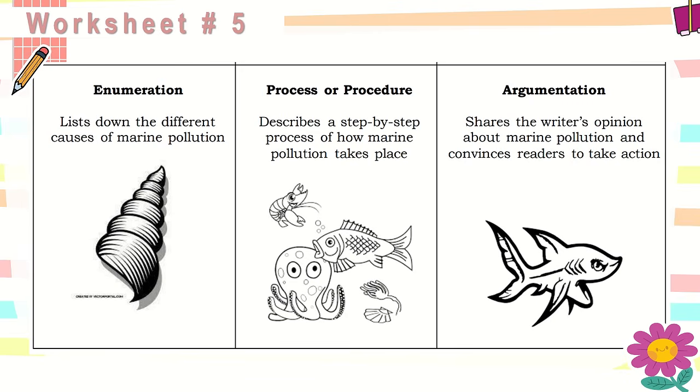Next, enumeration. It lists down the different causes of marine pollution. Next, process or procedure. It describes a step-by-step process of how marine pollution takes place. We have also argumentation. It shares the writer's opinion about marine pollution and convinces readers to take action.